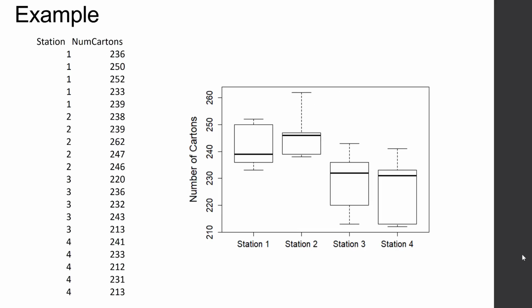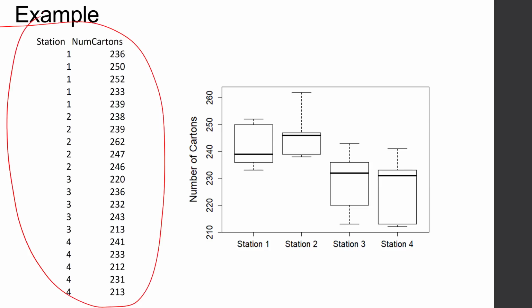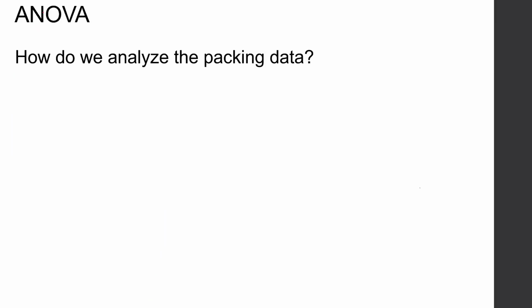So here's a picture of our data set. We've got the station number and then the number of cartons packed. On the right, we see side-by-side box plots. It does look like there is a difference in the number of cartons packed per station, right? Stations 1 and 2 are shifted up from stations 3 and 4 in the number of cartons they're packing. So how do we analyze this kind of data?